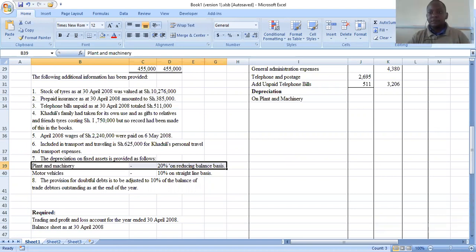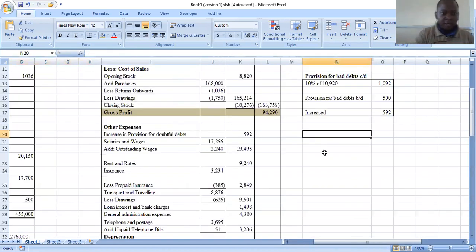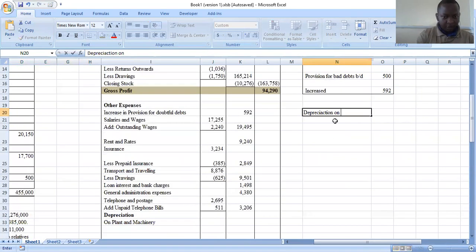So in this case, let me show the working here. Depreciation on plant and machinery.